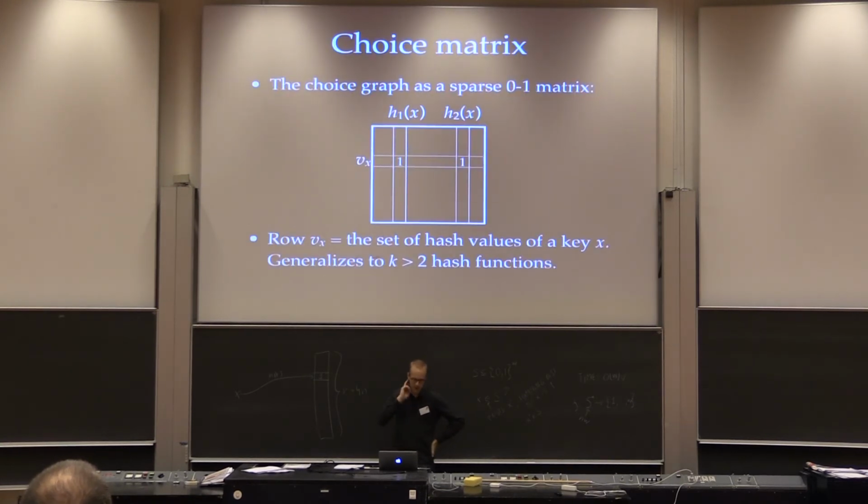Instead of looking at it as a graph, we can look at it as a matrix, which is kind of natural because we're really solving a linear system. So this matrix is going to have 1 row for each key x. Let's call that Vx. This row is going to have almost only zeros, but a couple of 1s: 1 at position h1 of x, 1 at position h2 of x. So if you think about the process of choosing these values in the hash table, it's really solving a linear system involving this matrix.